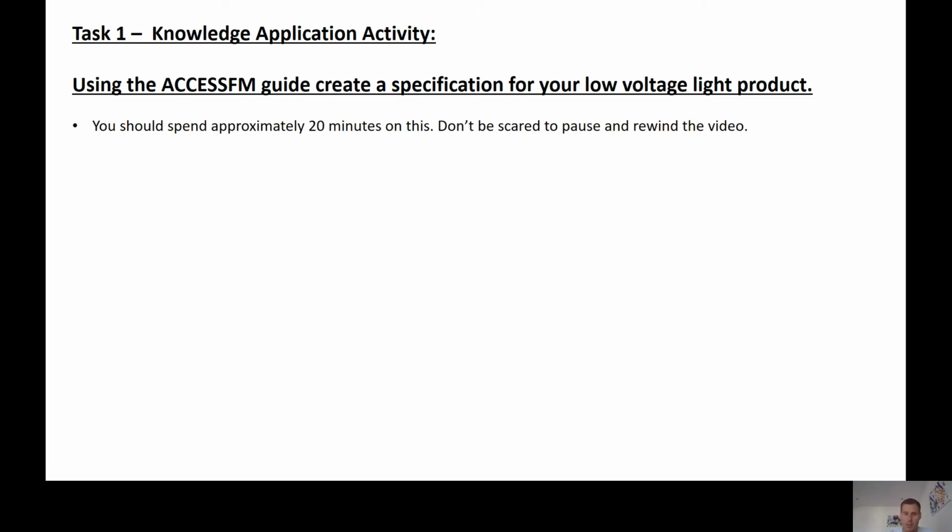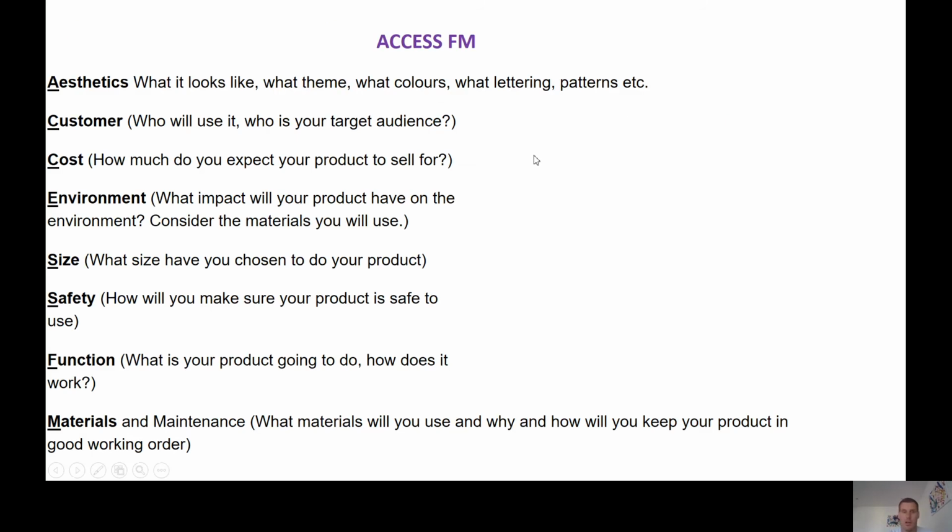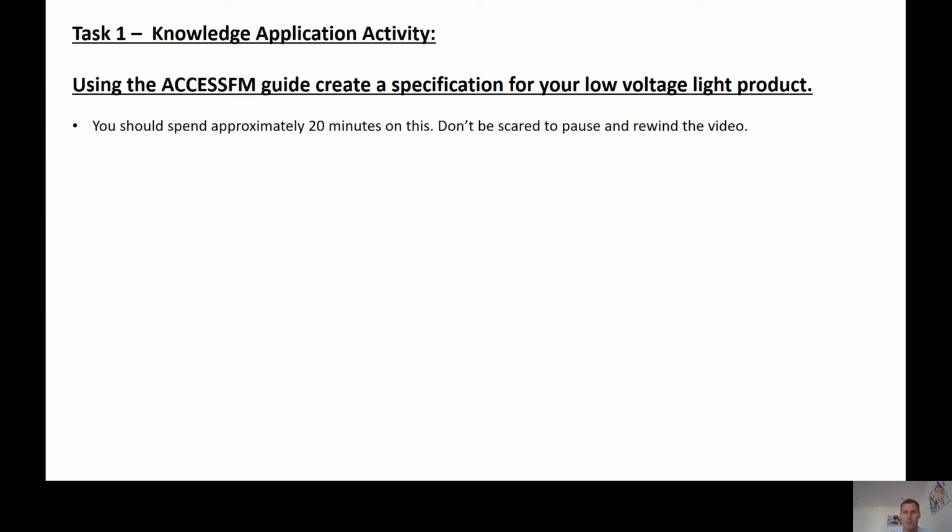So for example, what do you want it to look like? Do you want it to be bright colours? Do you want it to be modern colours like silvers and blacks? Do you want any specific patterns on that? Customer, we've talked about this. Customer will come from your design brief that you've done in previous lessons. So who's going to use it? Who's your target audience? Pause the video, have a go at that, and we'll come back and have a look at how we got on in a second.